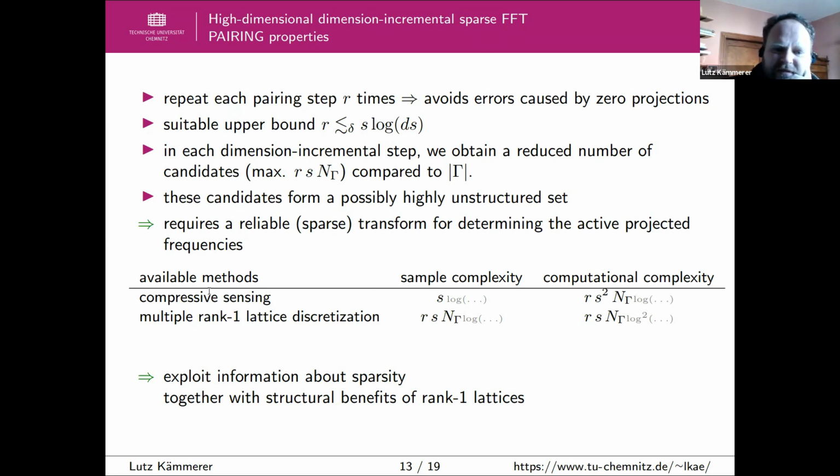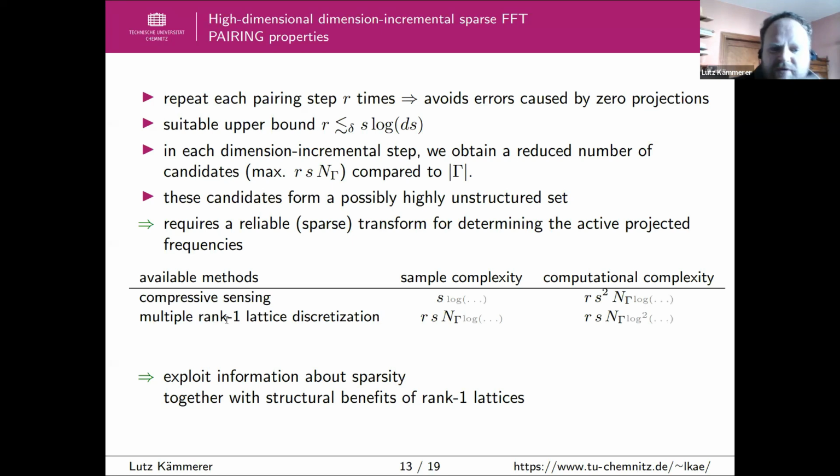And there's another available method, which I explained, somewhat sloppily, on the first slides, that you can discretize this candidate set.